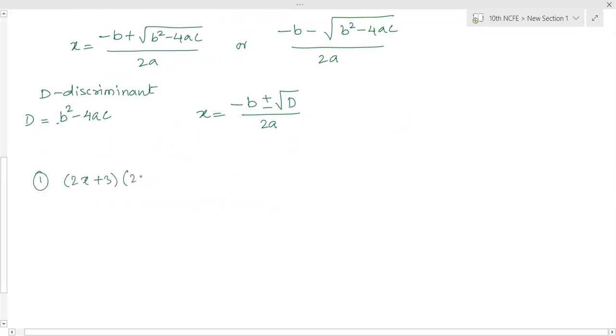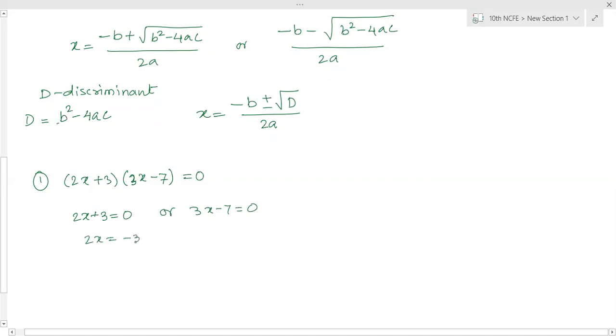(2x plus 3) into (3x minus 7) is equal to 0. When we multiply inside, we will get the quadratic equation, but it is already given in factor form. So what has to be done to find the value of x? Equate both the brackets to 0. 2x plus 3 is equal to 0, or 3x minus 7 is equal to 0.